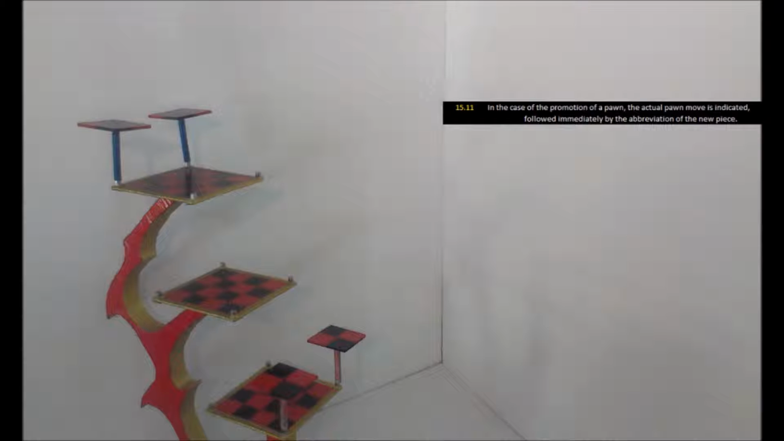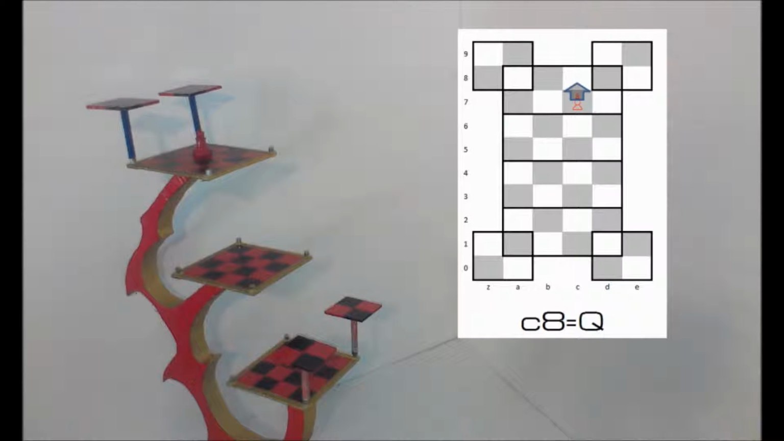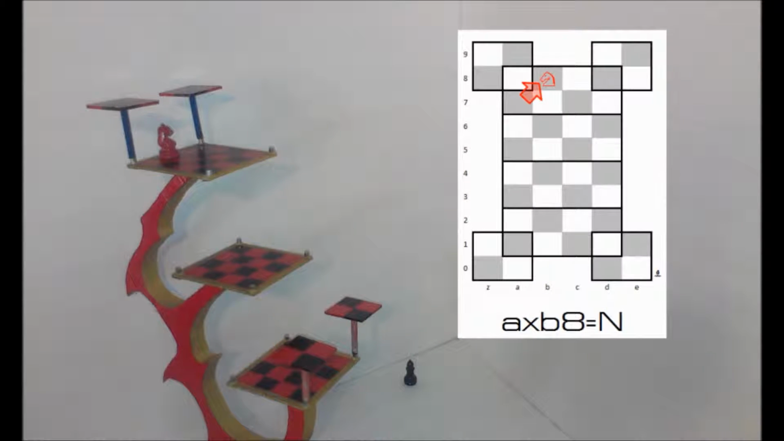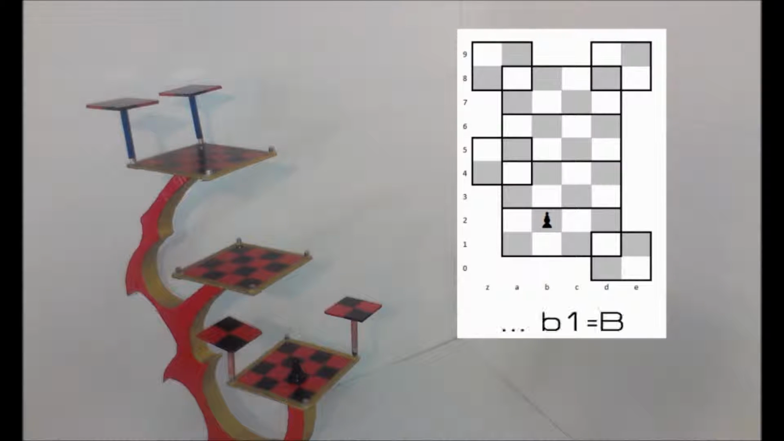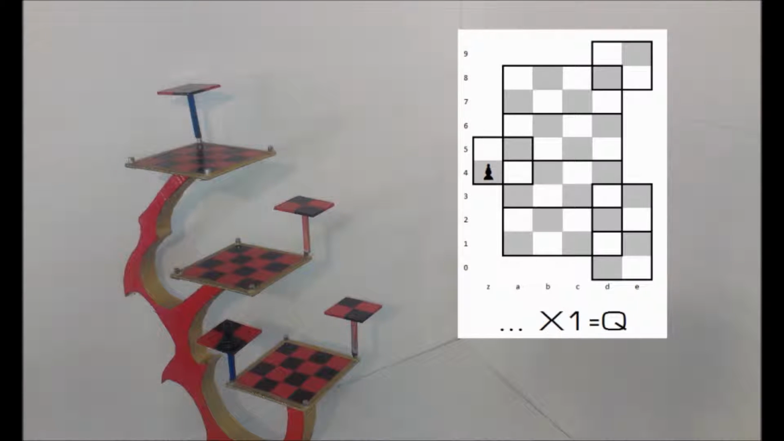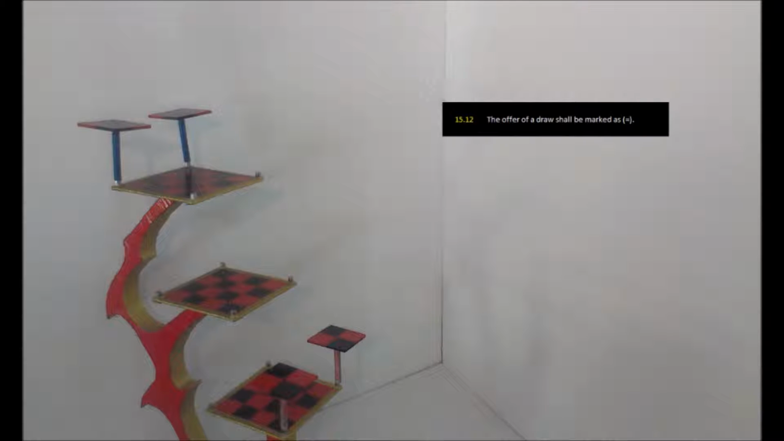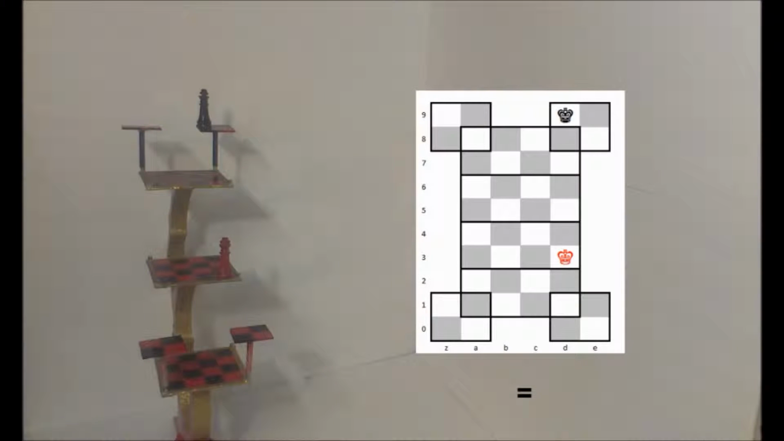15.11. In the case of the promotion of a pawn, the actual pawn move is indicated, followed immediately by the abbreviation of the new piece. Examples: C8 equals queen. A takes B8 equals knight. B1 equals bishop. X1 equals queen. 15.12. The offer of a draw shall be marked as an equal sign.